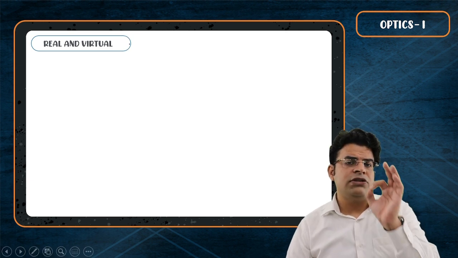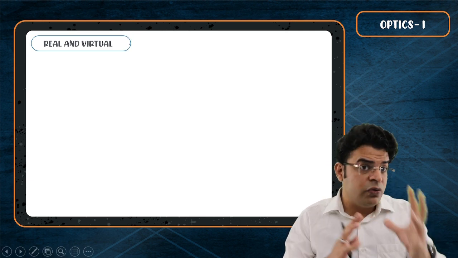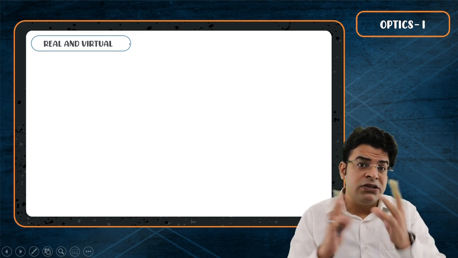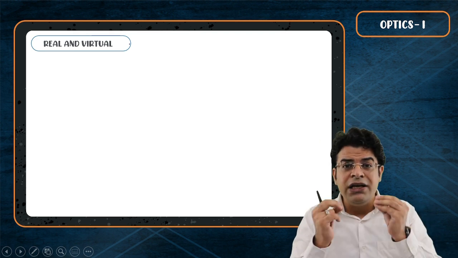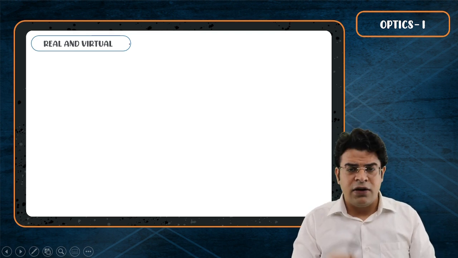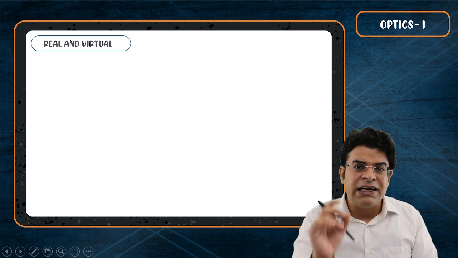Now, this is a constant doubt with the students. This image is real or virtual? This object is real or virtual? So as to never get confused between real and virtual, you need to know their definition. So let's start first by talking about what is object and what is image.